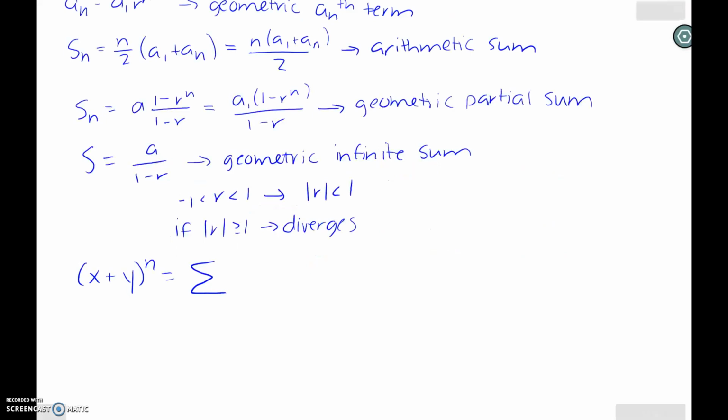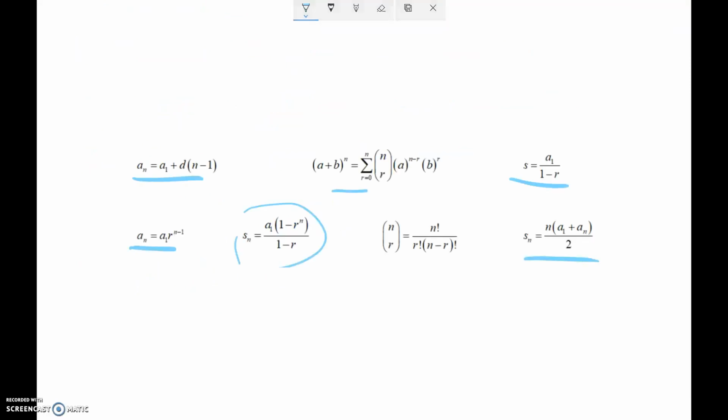Okay, so next one, the sum as r equals 0 to n of (n choose r) times x to the n minus r times y to the r. On this one, you can see that it has a's and b's. It doesn't matter what letters you use as long as they mean the same thing.